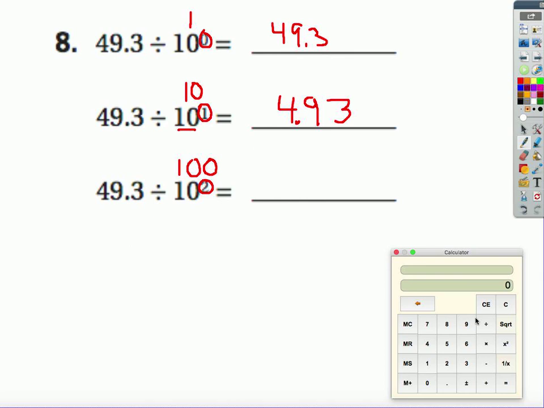Now if I do the same thing, 49.3 divided by 10 to the second power, which means 100, or 2 tens, it should move 2 spots to the left, and you have 0.493, or 493 thousandths. That's how you divide by a power of 10. All you're doing is just moving the decimal however many spots the zeros tell you to.